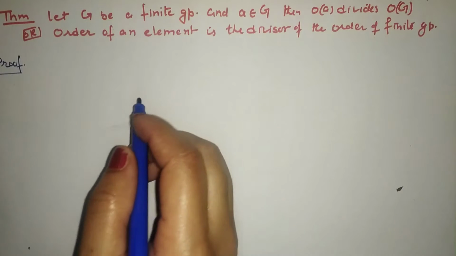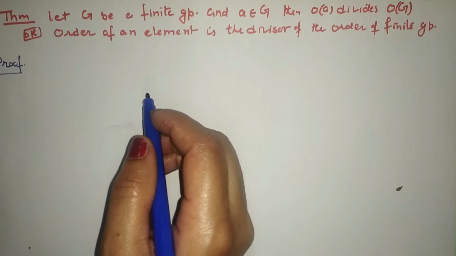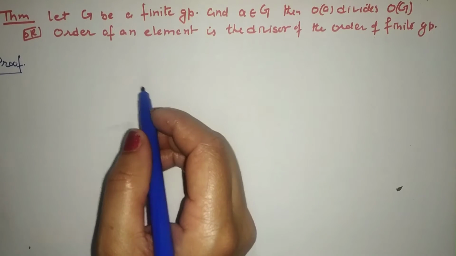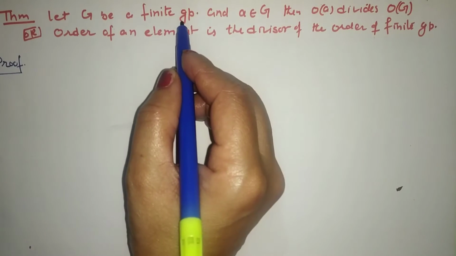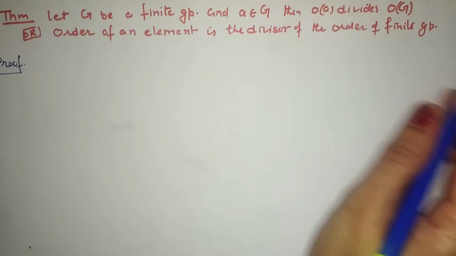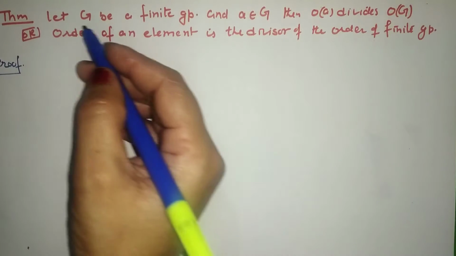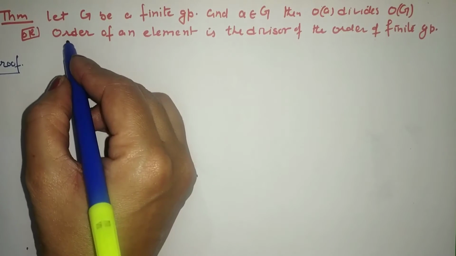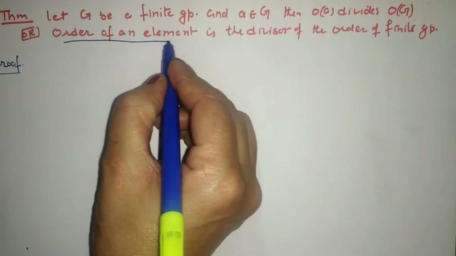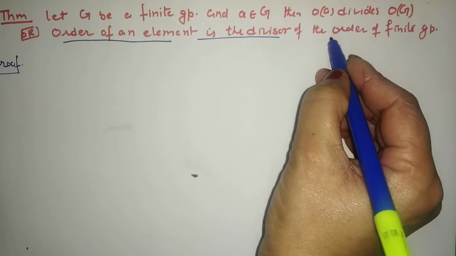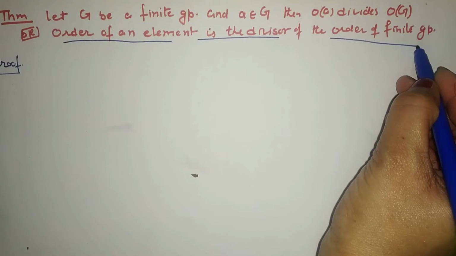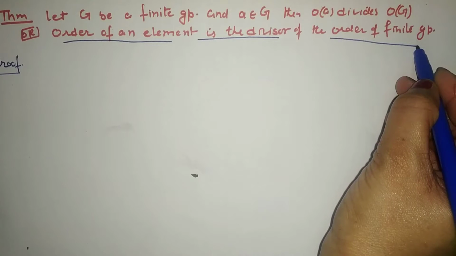Hello students, now we will see one result of Lagrange's theorem, which is this theorem: let G be a finite group and A be any element of G, then order of A will divide order of G. Or it can be written as order of an element is the divisor of order of a finite group. This is also for finite groups only.